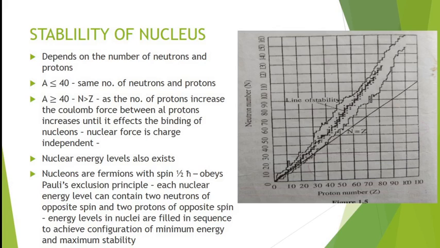There is Coulombic repulsion between these protons. So it will be difficult for the nucleons to be held together when the number of protons increases, because the Coulombic repulsive force will tear the nucleus apart as the number of protons increases. So in order to balance that, more neutrons are required, so that the nuclear force between the neutrons and protons balances the Coulombic repulsive force between the protons.